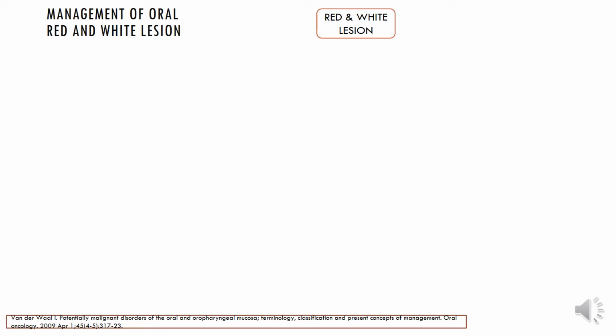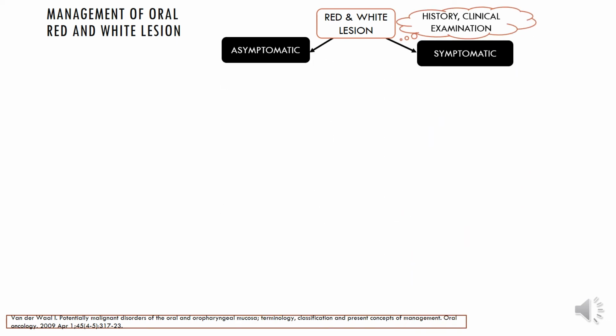I have again tried to make a flow chart, so it gives you a kind of an algorithm to go about any case of red and white appearance. So when you're looking at a case with red and white lesions, you're not generally looking for scrapability here. What you're trying to look at is whether the patient is symptomatic or asymptomatic. So history and clinical examination again are strong determinants for this decision making process.